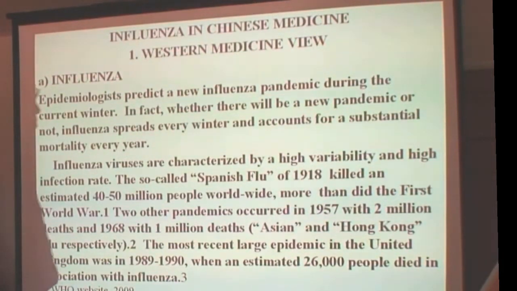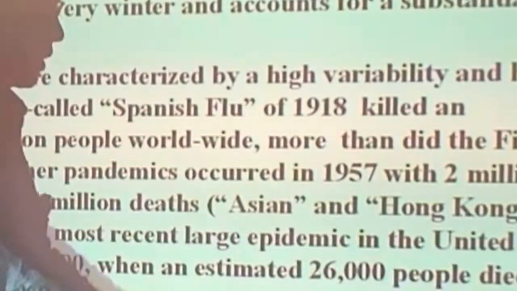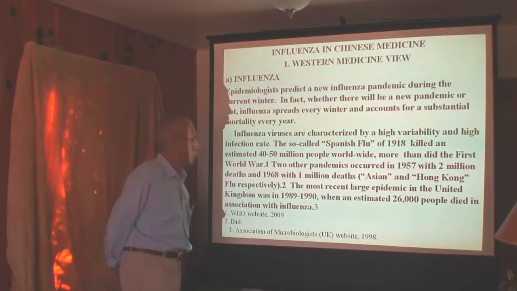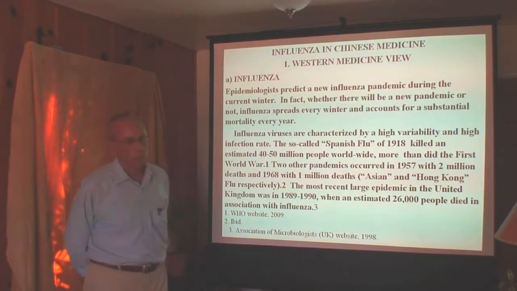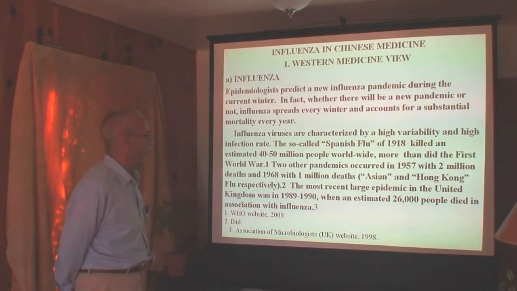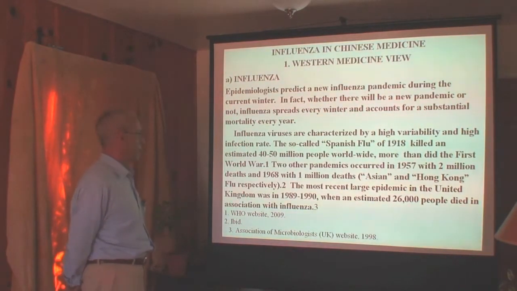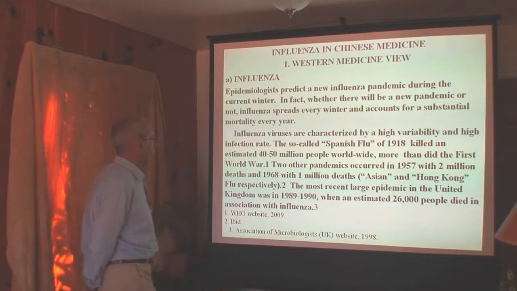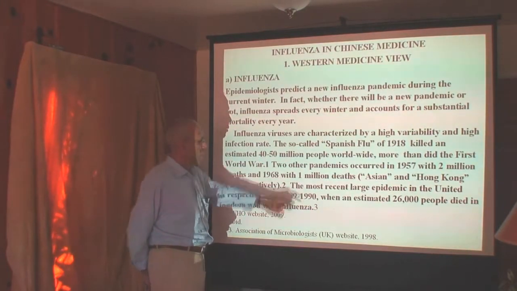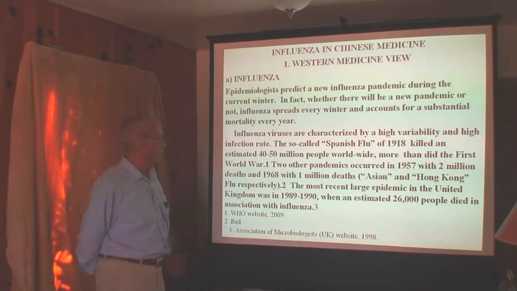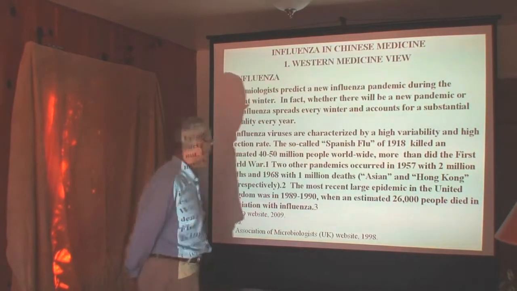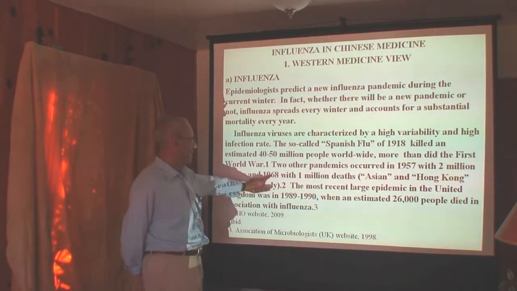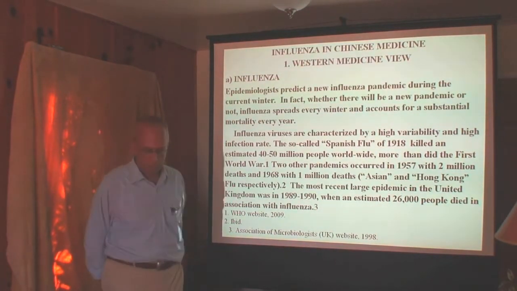The famous one was, of course, the one in 1918, called the Spanish flu. Wrongly called so, because it actually had nothing to do with the Spaniards, but that name stuck. And it killed about 40-50 million people worldwide, more than did the First World War. 2 other epidemics more recently occurred in 1957 with 2 million people dead, and 1968 with 1 million dead.